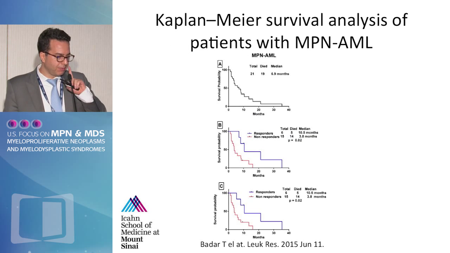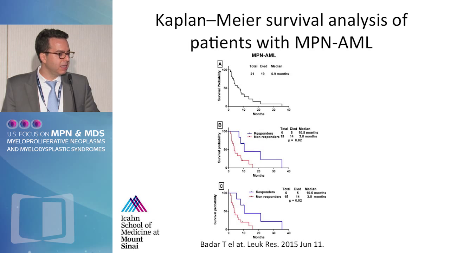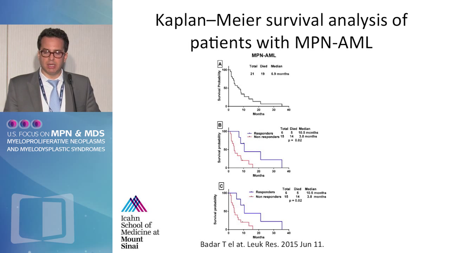Here are the Kaplan-Meier survival curves of the patients that were in MPN blast phase from this analysis. And what you can see in Part B is that there was a statistically significant difference in survival in patients who responded to decitabine versus patients who didn't respond to decitabine, 10.5 months versus 3.5 months.